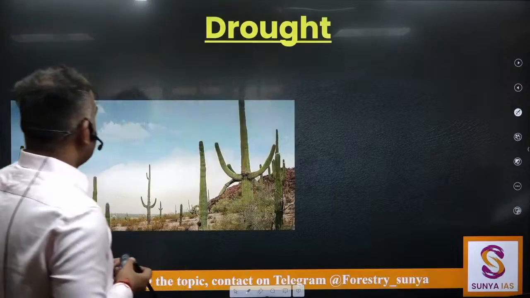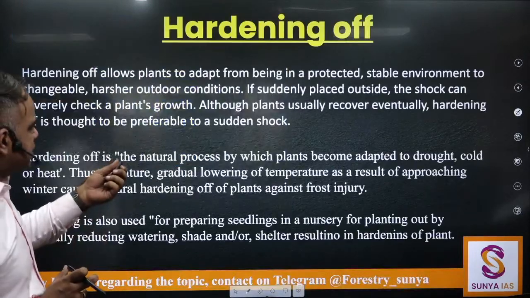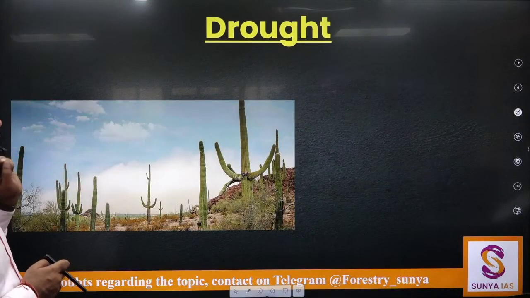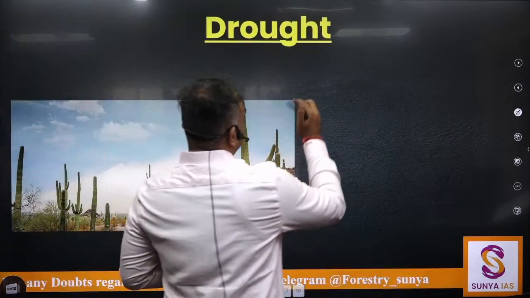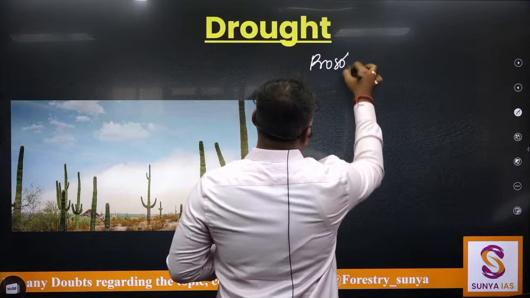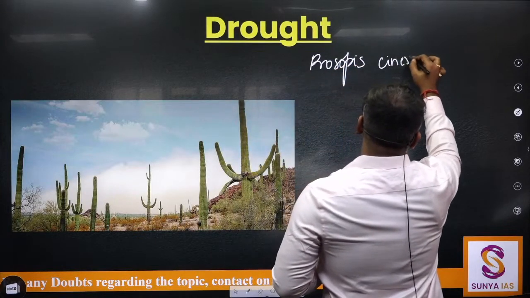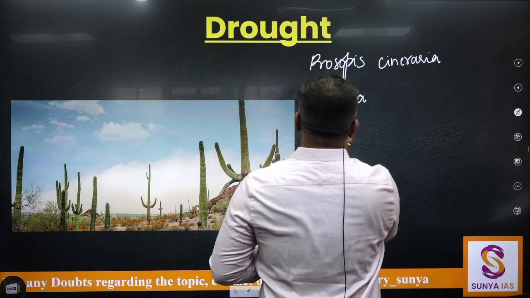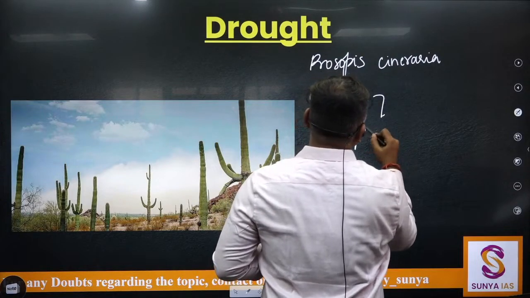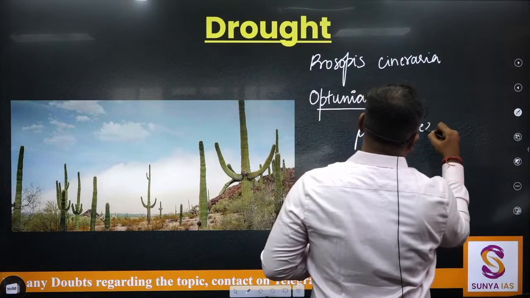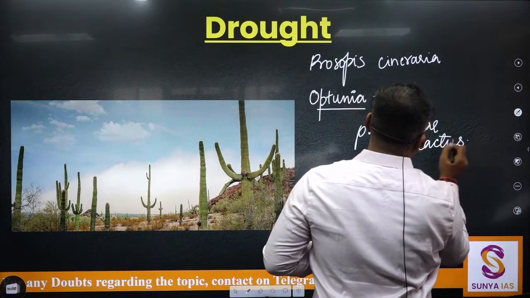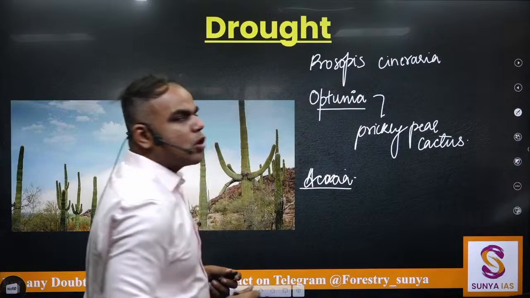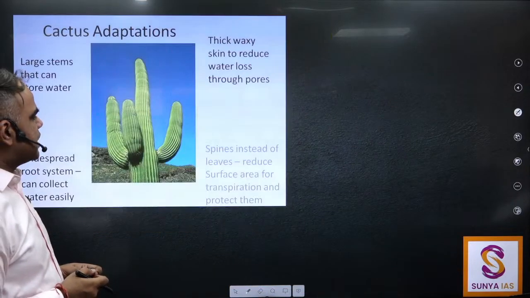Again, something just for our reference, and a term that we'll see again later on. We see, for example, drought. We had seen certain examples. Now try to recall. We had seen the example of Prosopis cineraria. We had seen the example of Opuntia, the prickly pear cactus. We can even mention some of the acacia species, or even go to the extent of the drought hardy species. Even Azadirachta indica, etc.